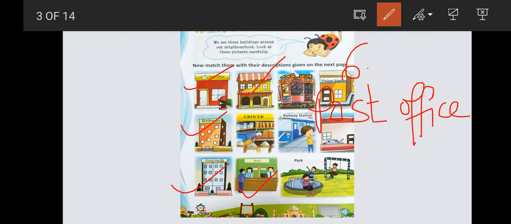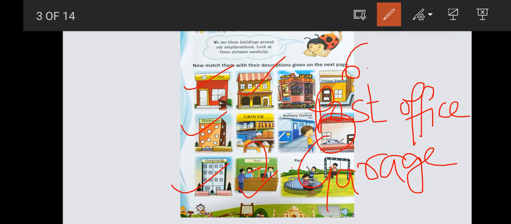Now, number seven, a place where cars are repaired. Cars are repaired in garage. So, write G-A-R-A-G-E. Okay, and where is the picture? Here is the picture, this one.